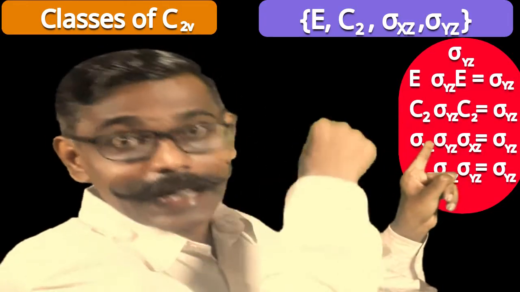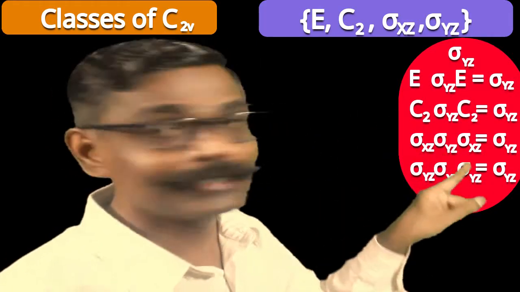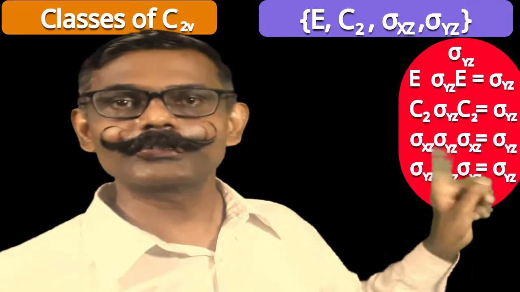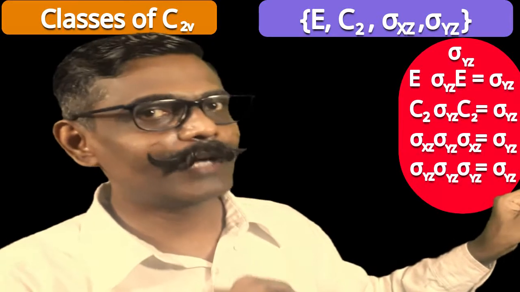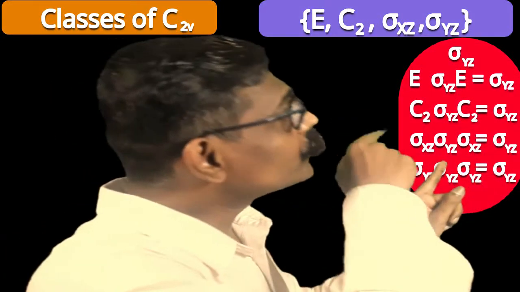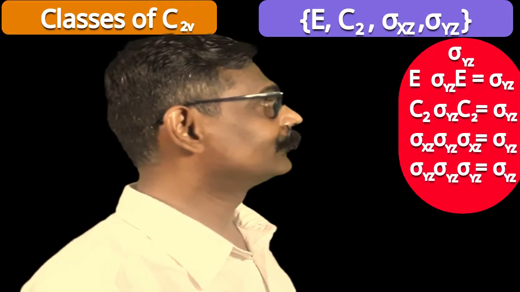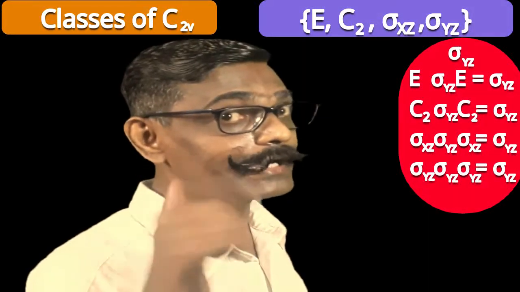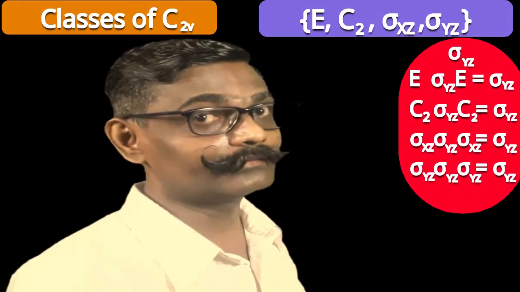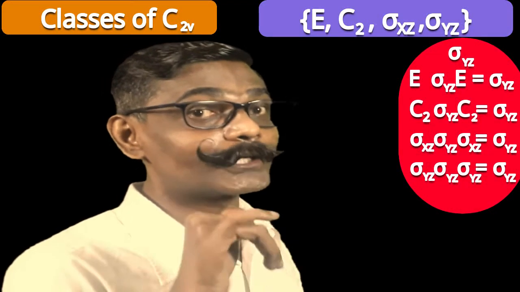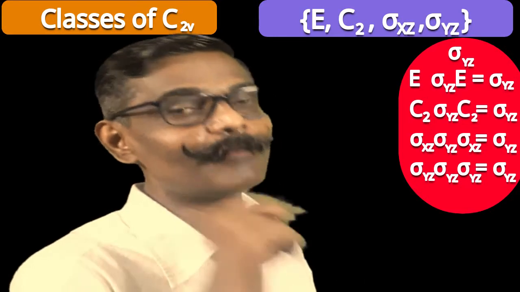Similarly, C2 as the inverse of C2 I am considering, then sigma yz, then C2 as X I am considering. So C2 into sigma yz is sigma xz. Sigma xz into C2 is sigma yz. So the answer is sigma yz. Are you following? I am directly applying the multiplication table. And we discussed the multiplication table in detail. The purpose was that you should remember the things.